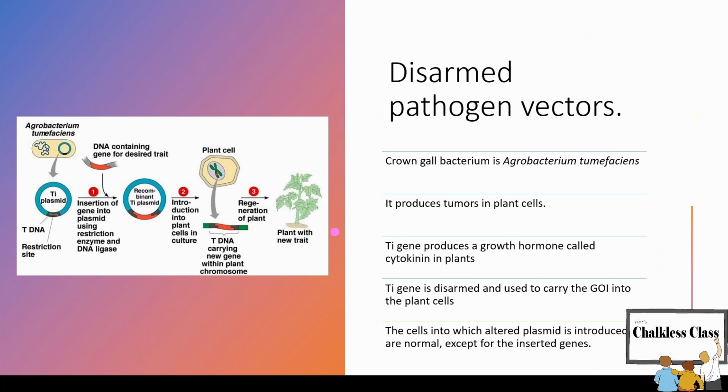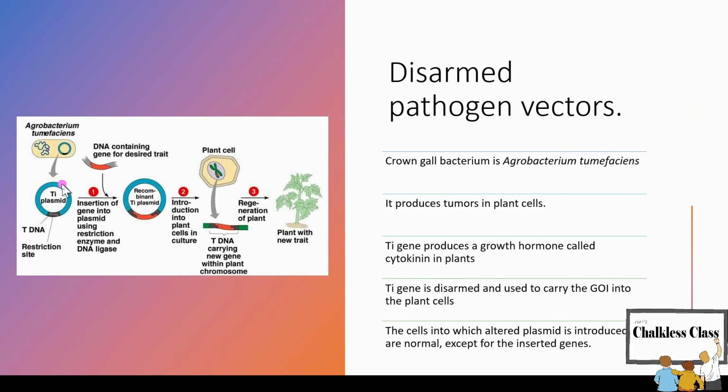The last method is using disarmed pathogen vectors. Let us take Agrobacterium tumefaciens. It is called the crown gall bacterium and it causes tumors in plants. This bacterium has a tumor-inducing plasmid. This plasmid has a tumor-inducing DNA sequence or Ti gene. This gene produces cytokinins. These are a type of growth hormones. These growth hormones cause tumors when they are secreted excessively.